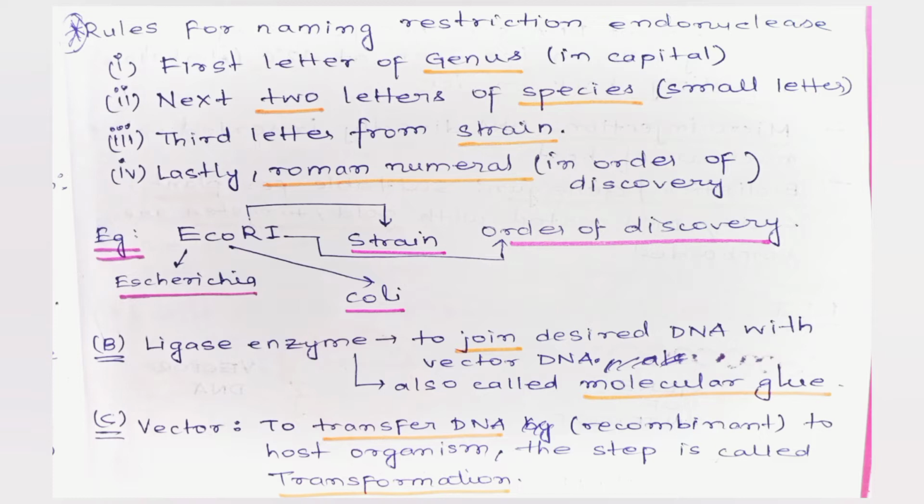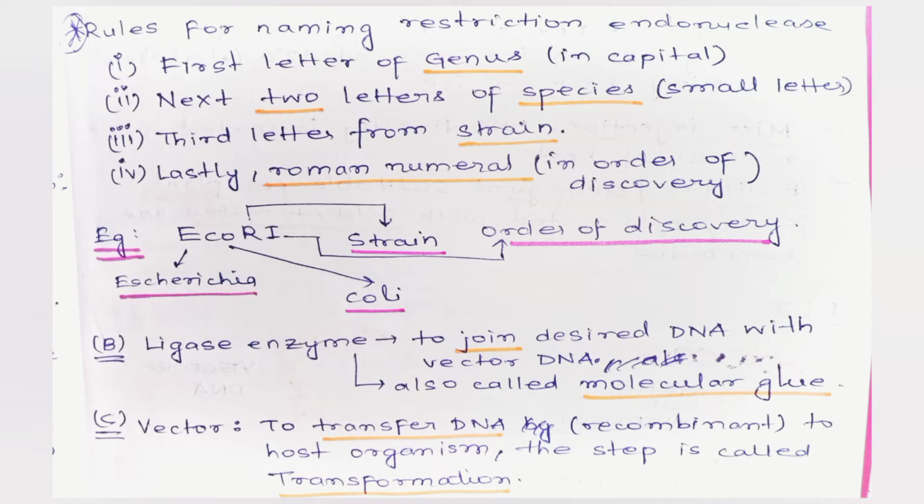The first letter comes from the genus from which it is isolated, hence written in capital. The next two letters come from the species. The next letter is the strain of the bacteria. And the last one is the Roman numeral in the order of their discovery. You can refer to the example shown here. The second tool for RDT is ligase enzyme, which helps to join DNA with vectors. It is also called molecular glue.